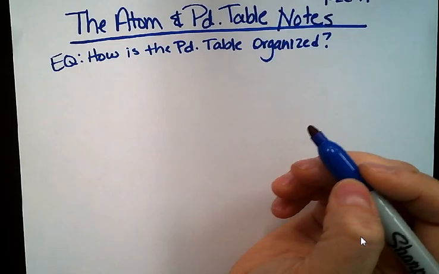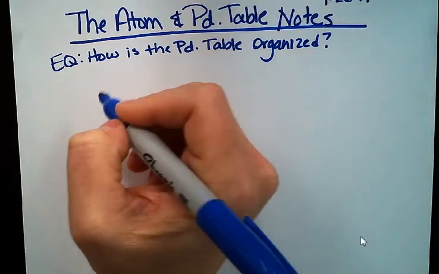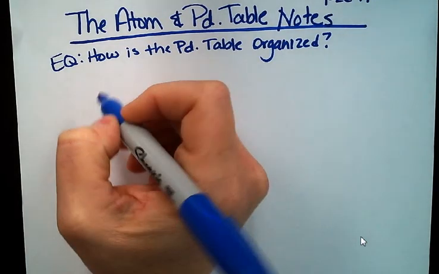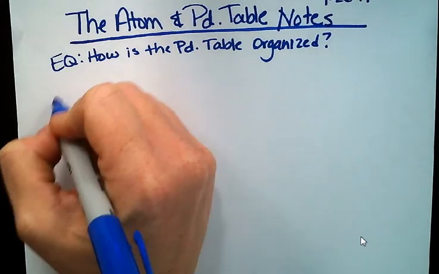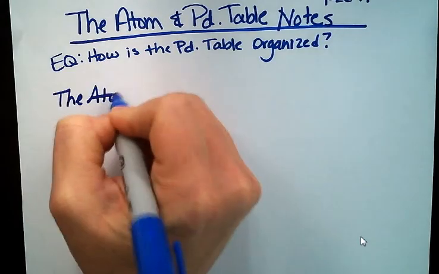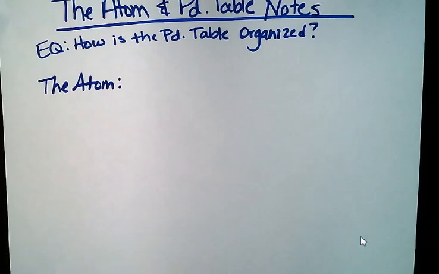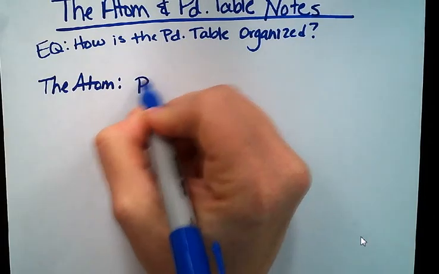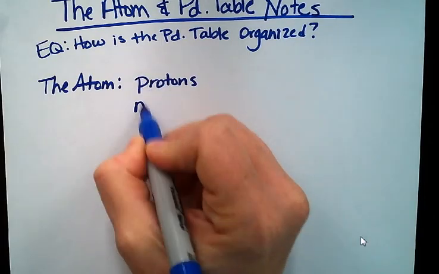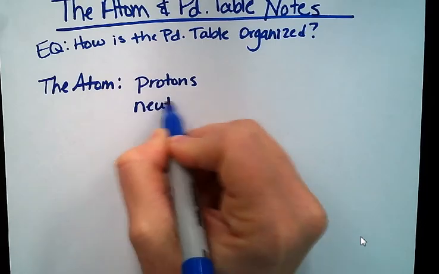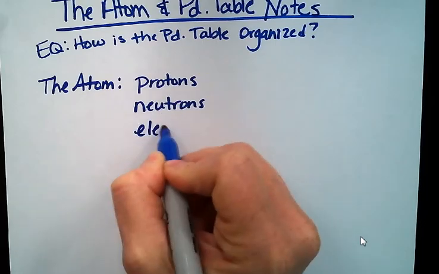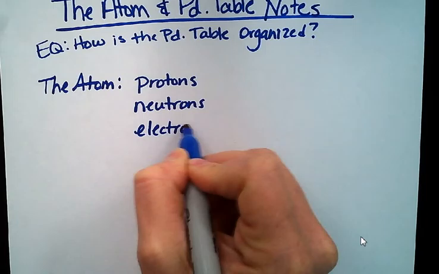Neutrons, protons, and electrons. That's right. So, just to refresh our memory, the atom is made up of protons, neutrons, and electrons. And I use some symbols when I'm taking notes.